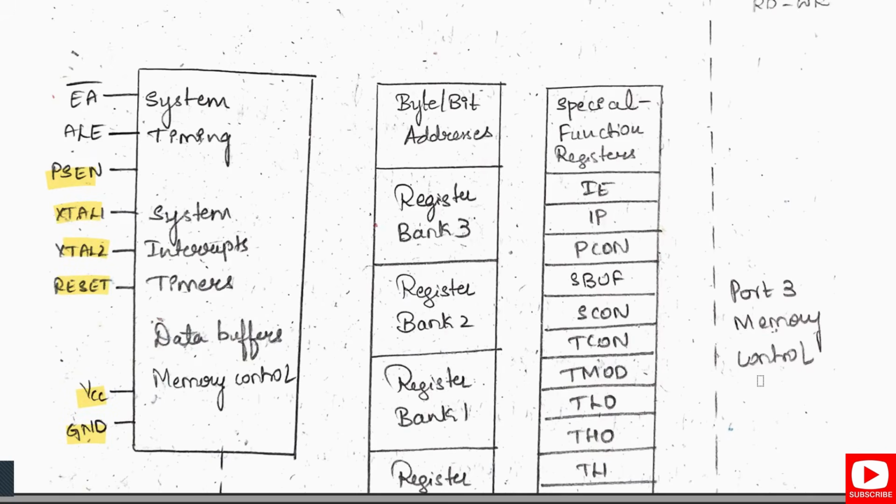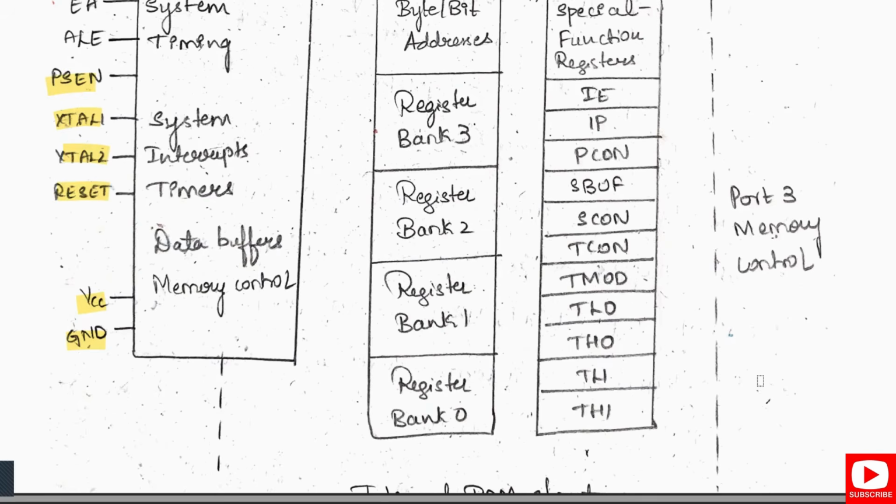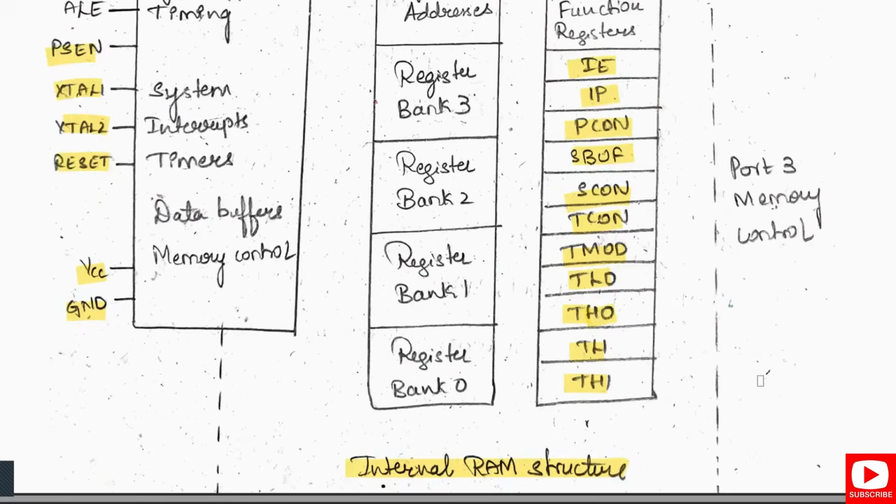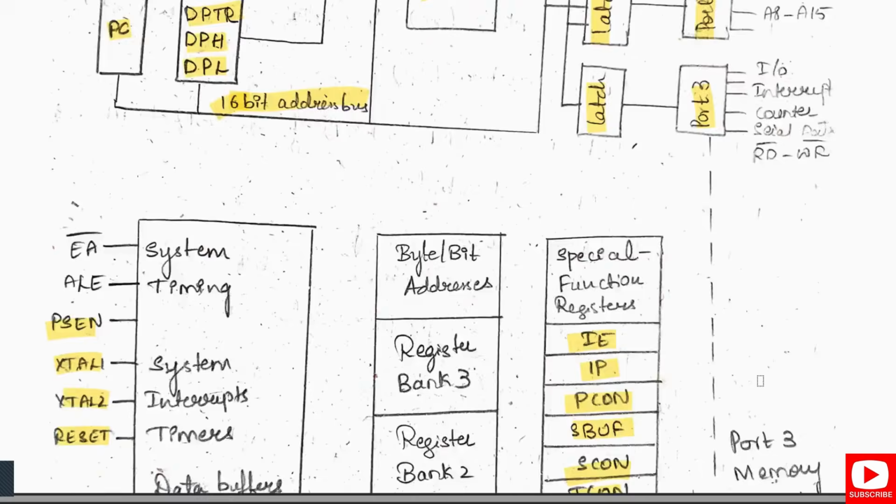Along with this, we have 4 register banks. Special function registers like IE, IP, PCON, SBUF, SCON, TCON, TMOD, TL0, TH0, TL1, and TH1. These are all we'll be studying in the third module. So port 3 memory controller is connected. And finally, this is the internal structure of the RAM. Then this is our 8051 block diagram, which you have to draw for the architecture part.